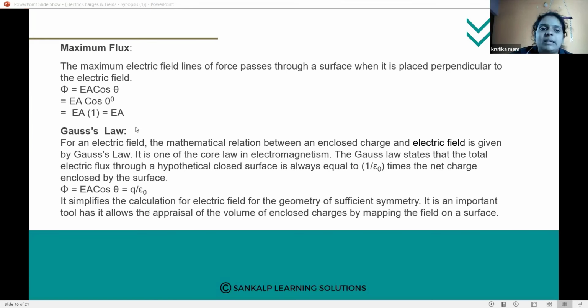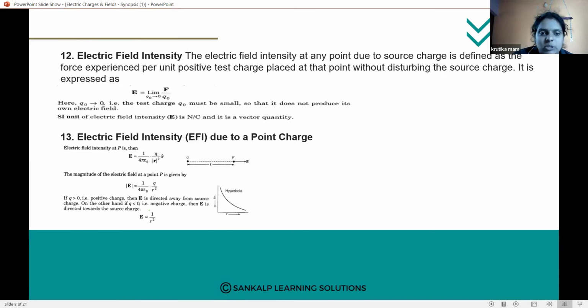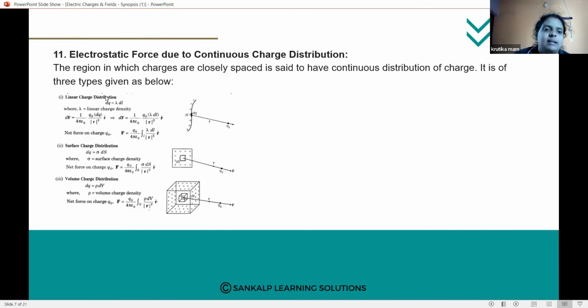The last part of the lesson is Gauss law and its applications. First I will tell you 3 more definitions before starting with Gauss law, which we have left for this last class. See here, students, that is electrostatic force due to continuous charge distribution. Here, if you take any region or consider any surface, the charges will be distributed over the surface. The charge keeps getting distributed over the surface. Correct? So there are 3 ways for the distribution of the charge.